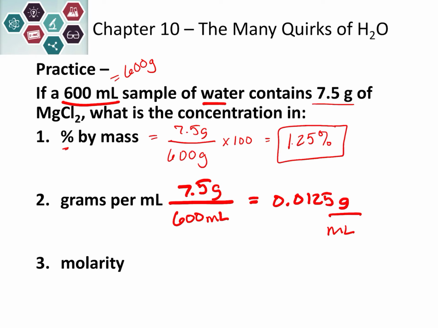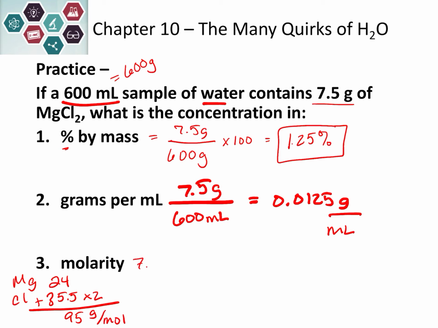Then the last example here is molarity. For molarity, the first thing we need to do is calculate our molecular weight. So you've got magnesium chloride. Magnesium is 24 grams per mole. Chlorine is 35.5, and we have 2 of them. So if we add all of that up, we come up with 95 grams per mole.